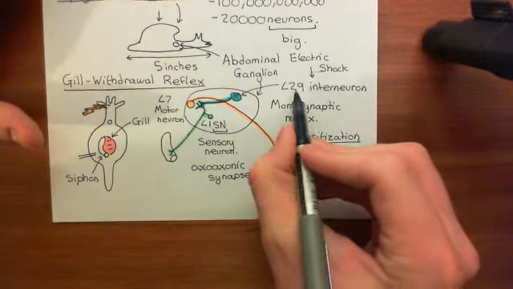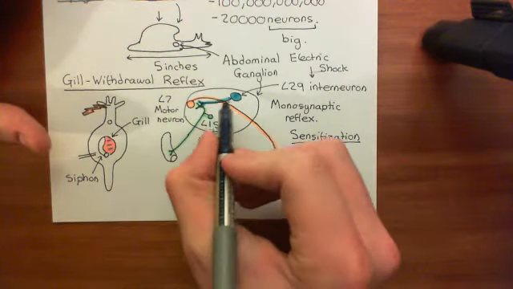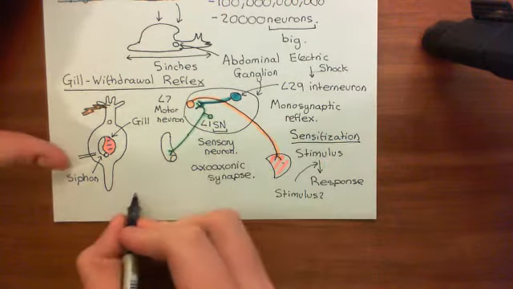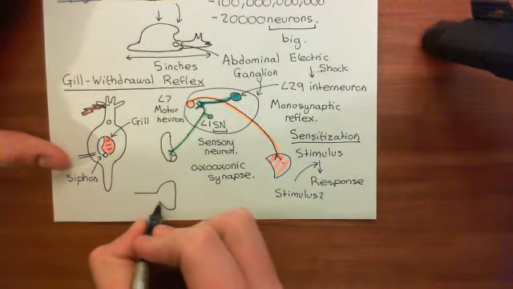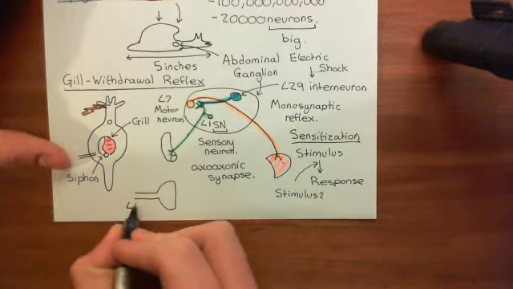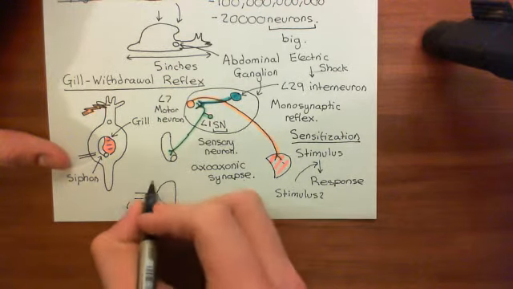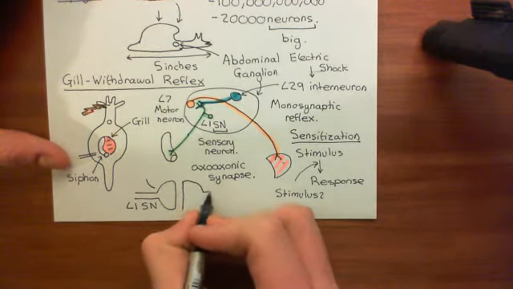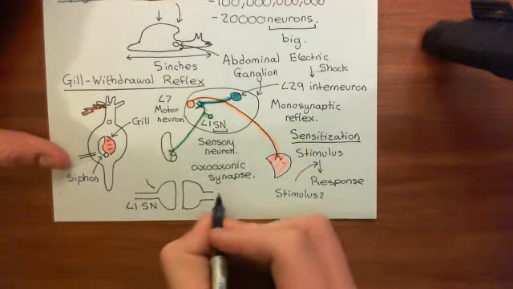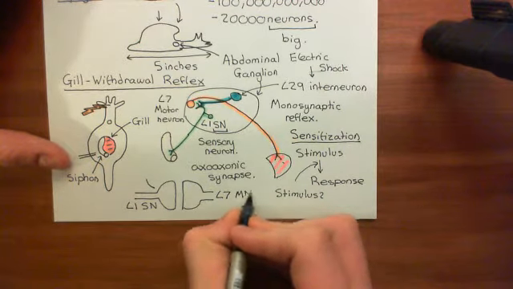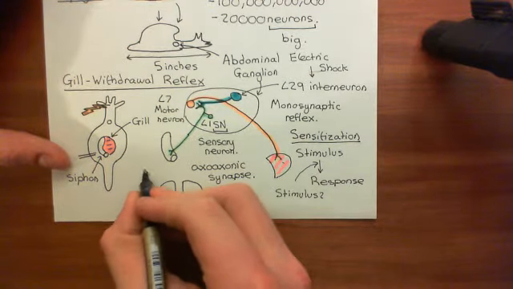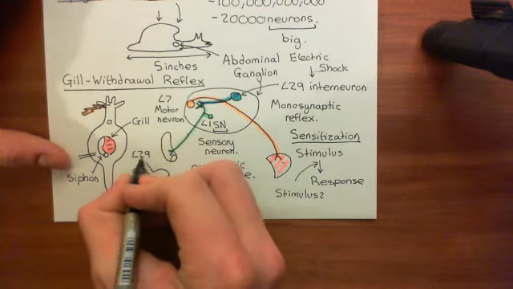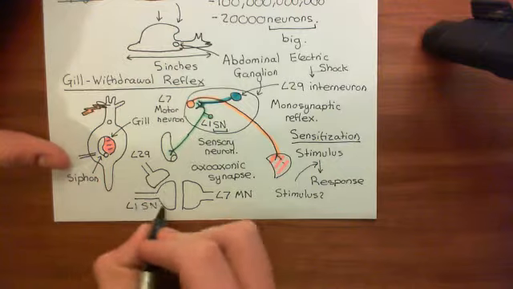So the electric shock will cause the activation of the L29 interneuron. It will then release neurotransmitter onto the axon terminal of the L1 sensory neuron. So let me draw a bigger picture here. Let's say this is the axon terminal of the L1 sensory neuron. Then you'll have some dendritic spine of the L7 motor neuron here. So this is the L7 motor neuron. And now you've also got the axon terminal of the L29 interneuron here, and it's synapsing onto the axon terminal of the L1 sensory neuron.